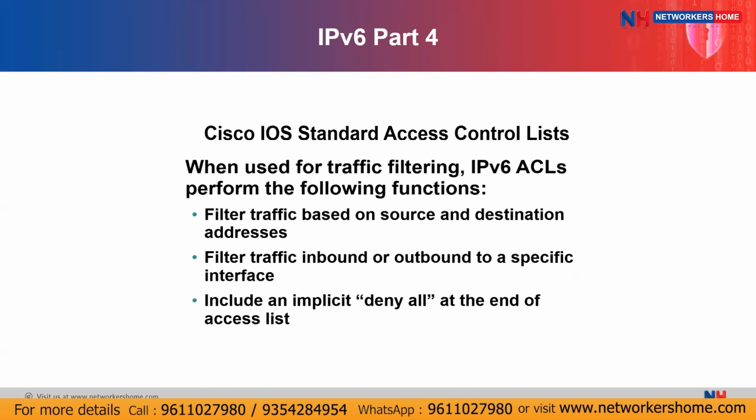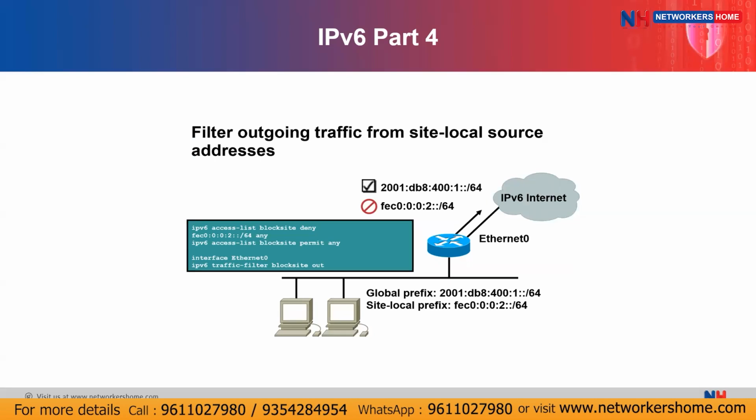And Cisco IOS standard access control lists, when used for traffic filtering, IPv6 ACLs perform the following functions. Filter traffic based on source and destination addresses, filter traffic inbound or outbound to a specific interface, include an implicit deny all at the end of the access list. So we have the option IPv6 access list, whatever name we want to use, and then which traffic we want to apply: access list, block, permit any, we deny after that permit. We don't have name number utility. IPv6 access list, standard and extended, both options we have.